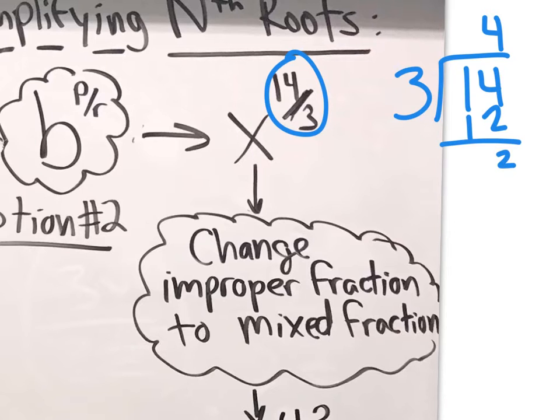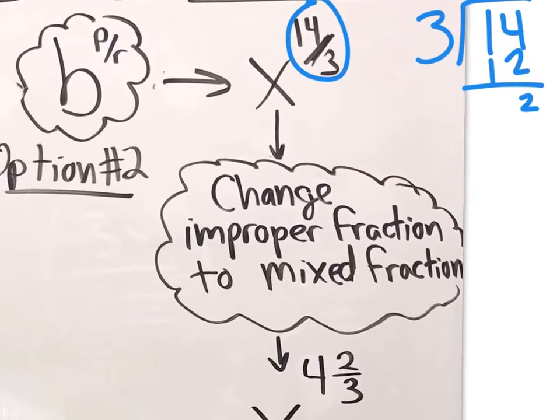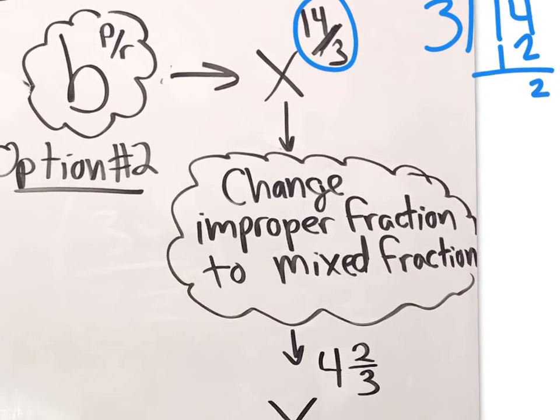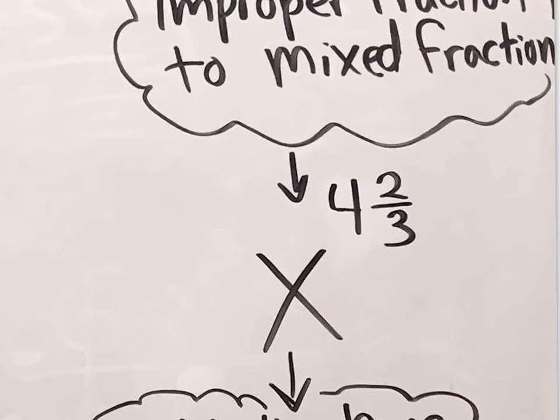Now what do you do with the remainder? You put it over the original divisor. So 14 thirds, the improper fraction, actually changes to the mixed fraction 4 2/3. Everybody remembers that, right? Okay, so that's what we're doing. It says change the 14 thirds to a mixed fraction, and we end up with 4 2/3. So we have x to the 4 2/3 power.